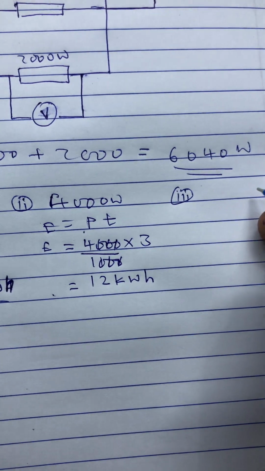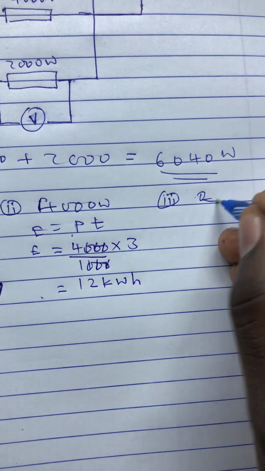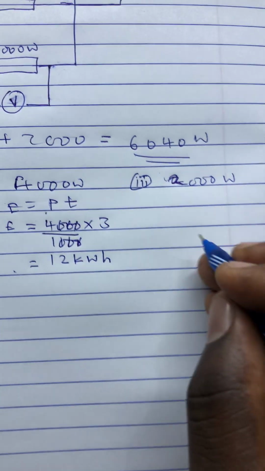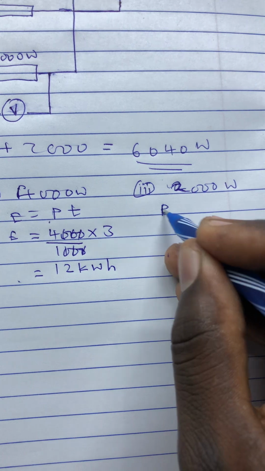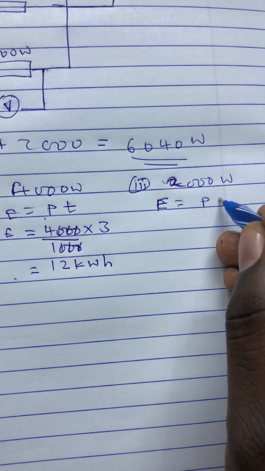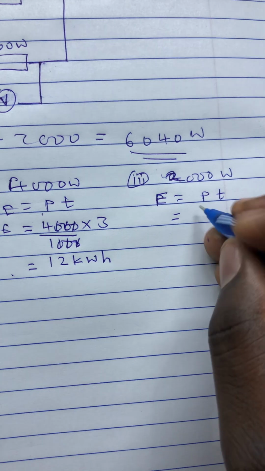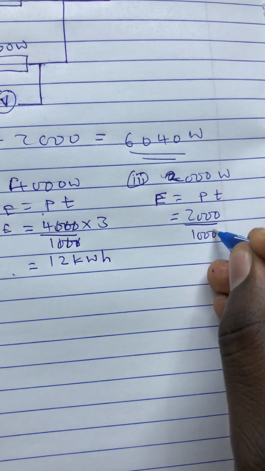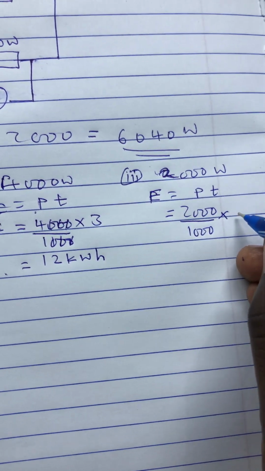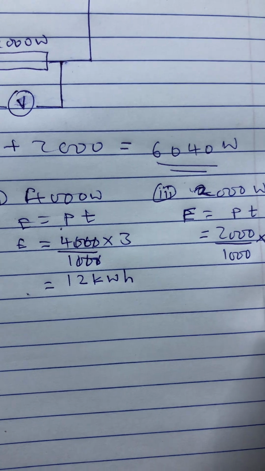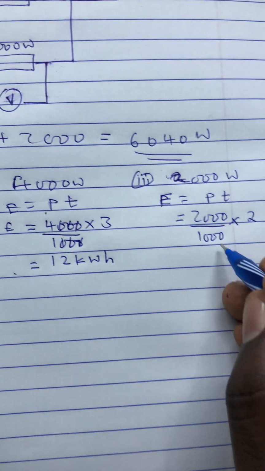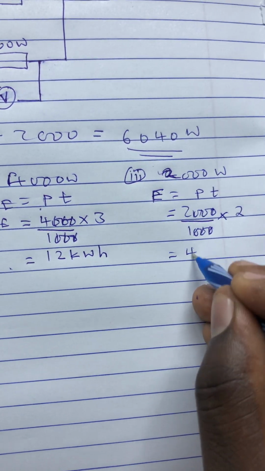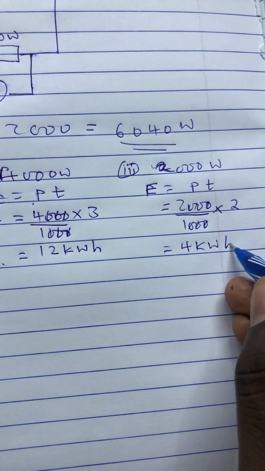So let's go to the 2000 one, which is 2000 watt. I'll use the same formula. Energy is equal to power multiplied by time. So the power here is 2000, which is going to be divided by 1000 so that we can convert it into kilowatt. And then how much was the time that it was running? 2 hours. So I'm going to write the 2 there. 3 zeros, 3 zeros, 2 times 2 is going to give us 4 kilowatt hour.